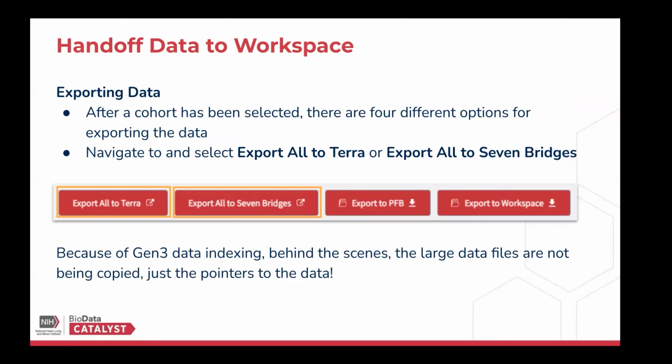So at this point, we have the ability to export to a variety of workspaces. We can export to Terra, Seven Bridges, just a general PFB, which allows you to export all data associated with the cohort, as well as the Gen3 workspaces. So in this case, we want to note that we're not exporting data files. We're only exporting pointers to those data files. So you're not exporting terabytes of data. You're just exporting a string that will then later reference a data file located in a bucket.